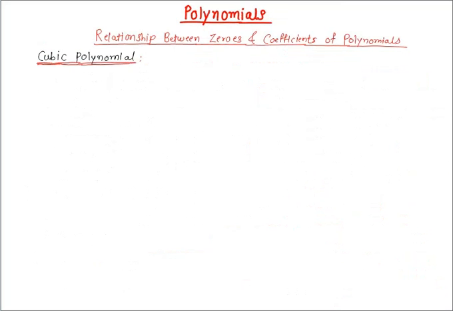Now let's verify the relationship between zeros and coefficients of a cubic polynomial. We learned the general form of a cubic polynomial. It is ax cubed plus bx squared plus cx plus d. And we know the highest power of the variable in a cubic polynomial is 3. That means a cubic polynomial can have a maximum of 3 zeros. In this case, let's say alpha, beta and gamma are the 3 zeros of this cubic polynomial.